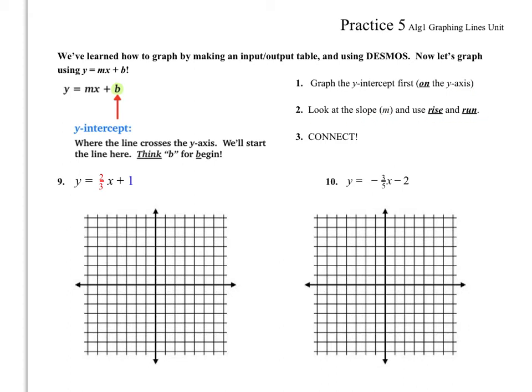So on example 9, the first point that I would graph would be 1 on the y-axis, so I would go up 1. Then I have a slope of 2/3, so that means I would rise 2, run 3, and I would put my next point. Now I have enough information to connect my line, but if I wanted to, I could keep doing the slope over and over and putting more points, just so that I have a little bit more information to connect. I highly encourage doing that, but it's not a requirement.